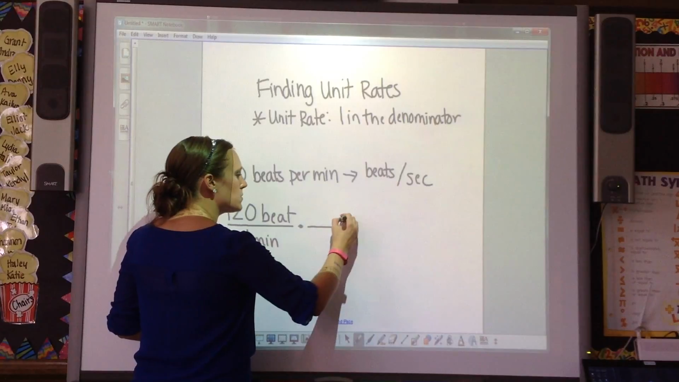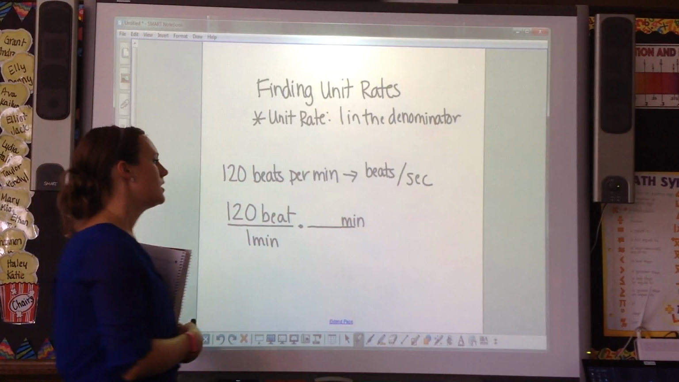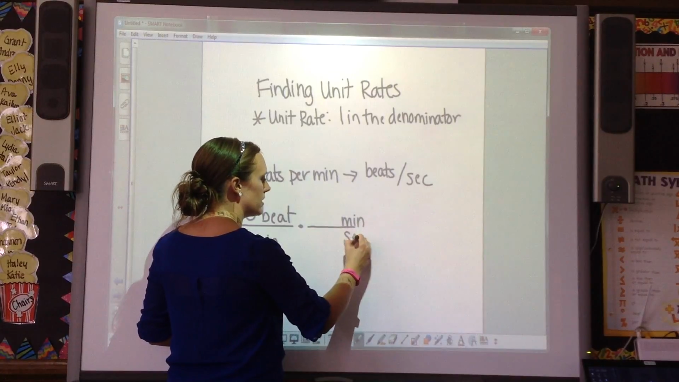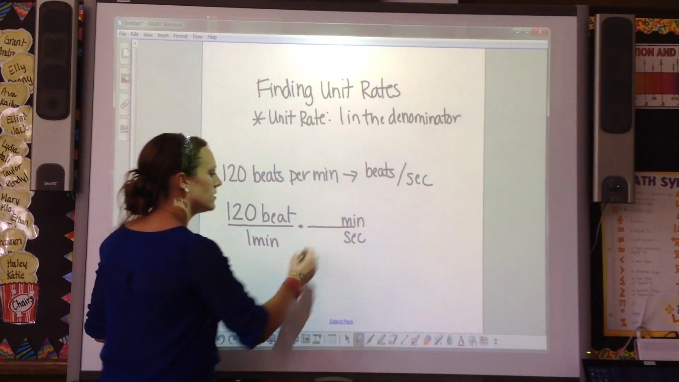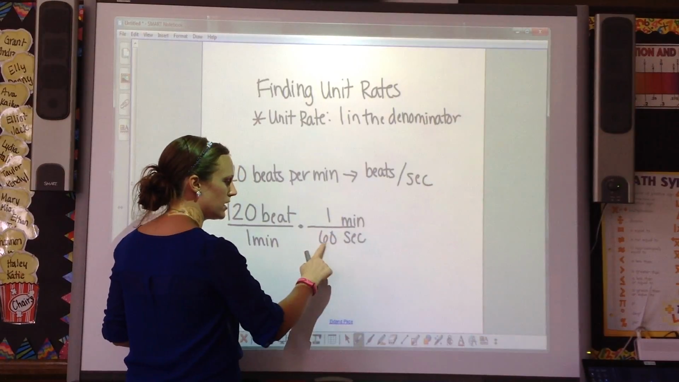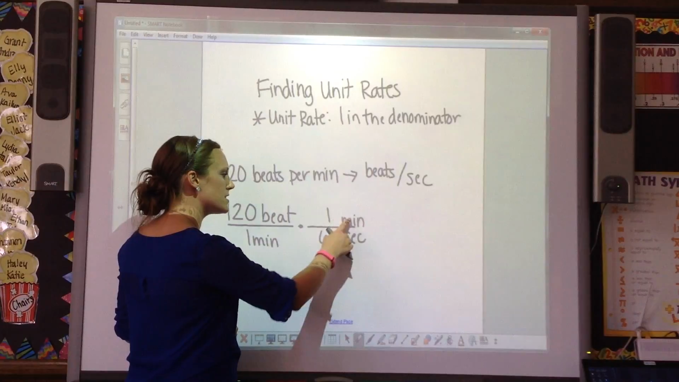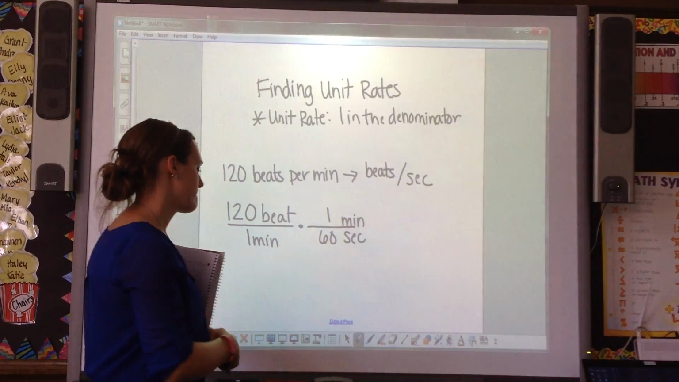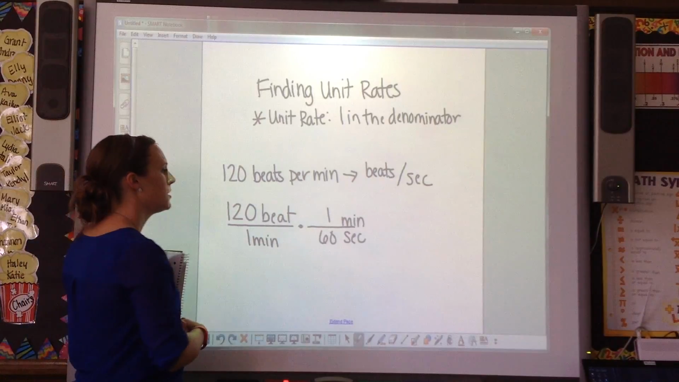So to get rid of minutes, we're going to put it across from each other because they're going to cross-reduce. And we're trying to get seconds in the denominator, the unit conversion factor. There are 60 seconds in 1 minute. Okay, 60 goes on the bottom because there's 60 seconds in 1 minute. There's not 60 minutes in 1 minute. Okay, now that I have my unit conversion factor, I can do some math.